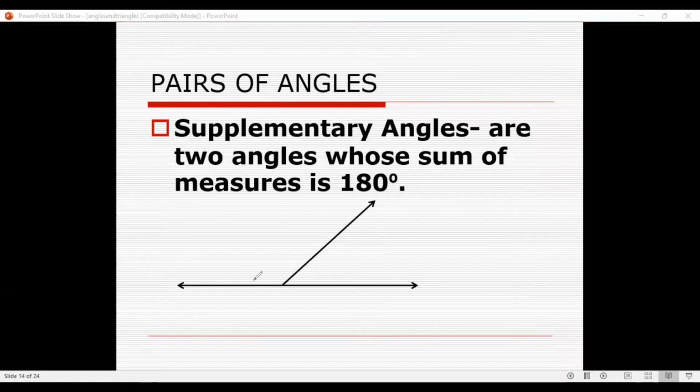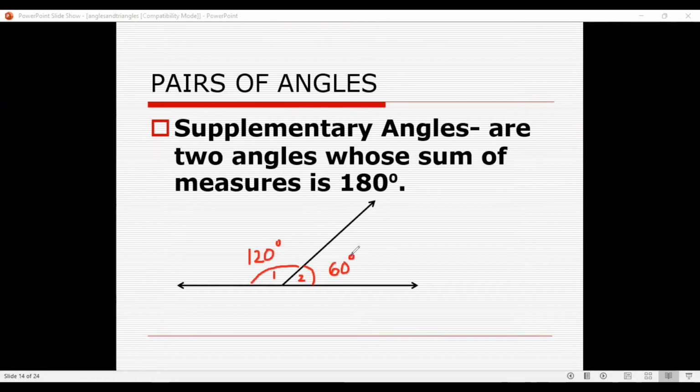So when you have, for example, a certain measure here, if I let this angle 1 equal 120 degrees, by definition we know that this one, which I will name angle 2, is just the difference of 180 and 120. And so 180 minus 120 is equal to 60 degrees.